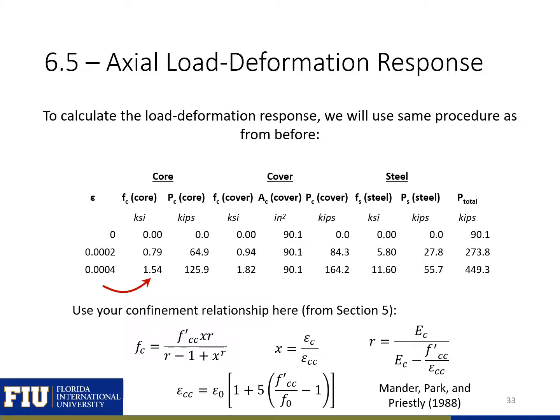On the next couple slides, we're going to find the axial load deformation response for the column we've been looking at. To calculate the load deformation response, we're going to use the same procedures that we did before. Here I set up an Excel sheet, and I'm going to show you how the different columns relate. The first thing that you can see is we're going to relate the strain in our total column to the strain in our core concrete using the confinement relationships that we found in our section 5, or our section on the confinement of reinforced concrete.